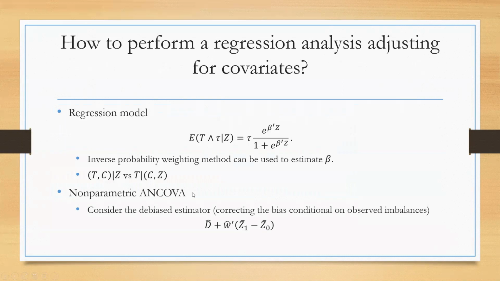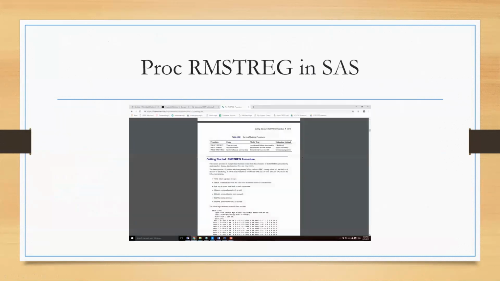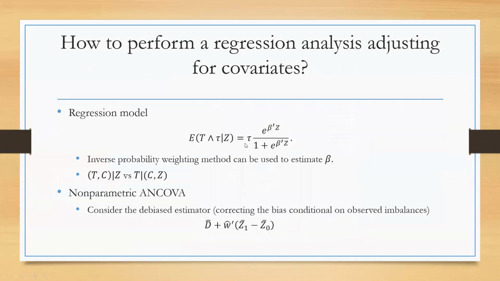And also we can do non-parametric ANCOVA. I would not say much here because this is not unique for the RMST. Here it is a very nice thing that this method is already implemented in SAS. You can say PROC RMSTREG in SAS. You can check the menu. You can run the previous analysis in terms of RMST to study the association between a set of covariates and RMST.